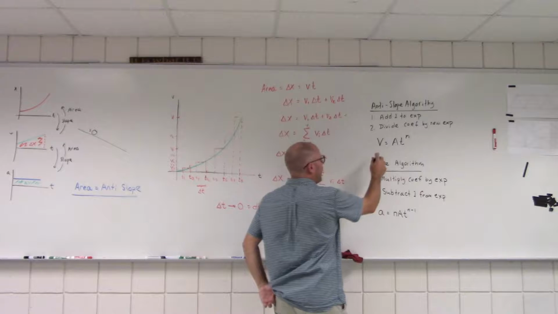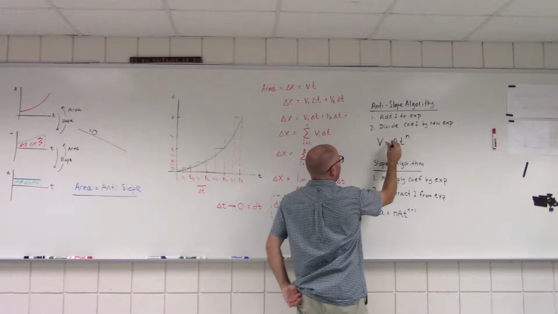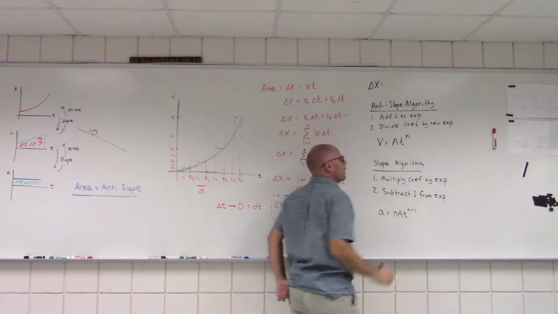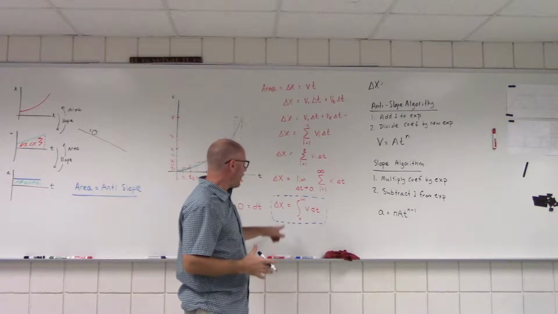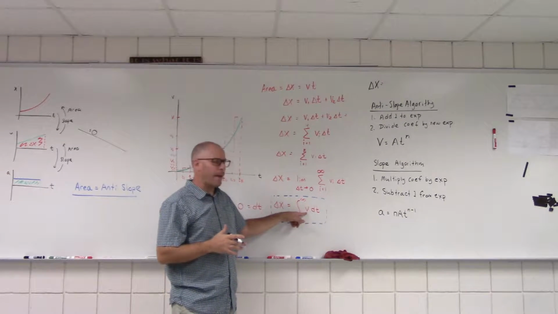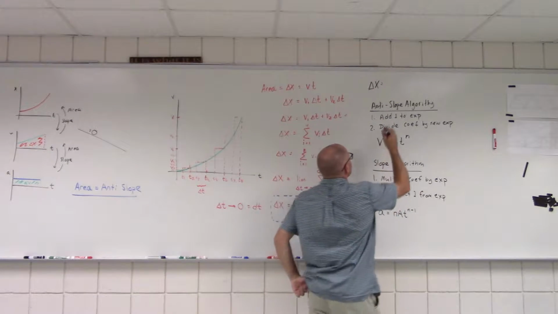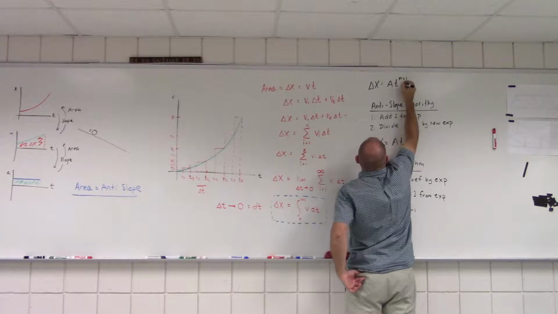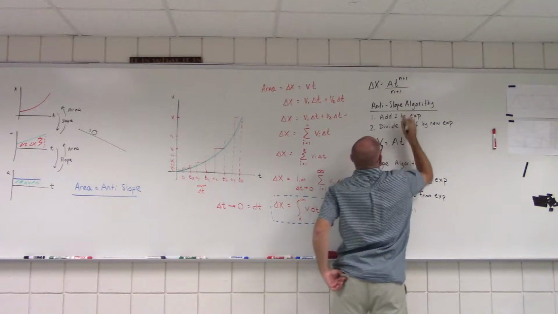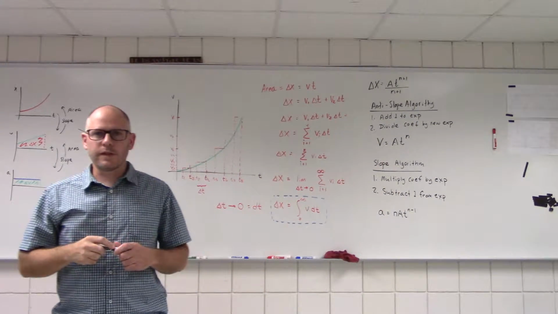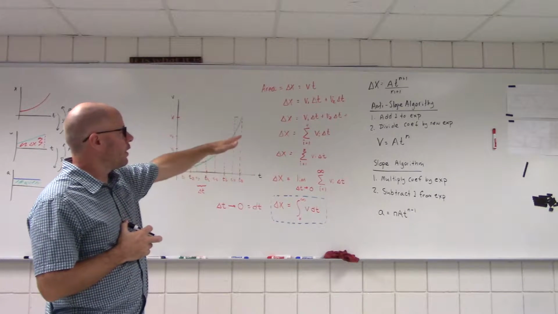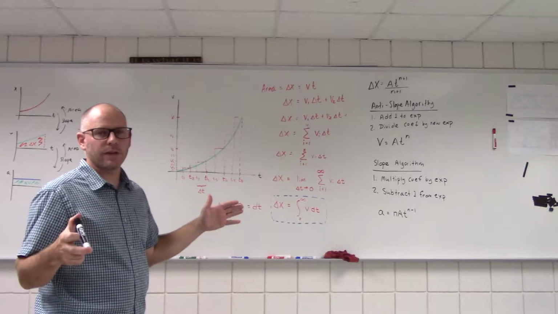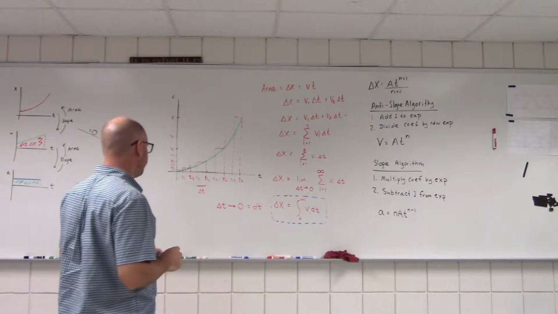So let's see what that looks like. I'm here, I'm going to add 1 to the exponent, and then divide. But since we're doing anti-slope, that's going to be my change in position, because that is the area. This area says take the anti-slope algorithm of this function. So, the steps are reversed. It's the opposite thing in opposite order. Add 1 to the exponent, divide the coefficient by the new exponent. How does that actually manifest?